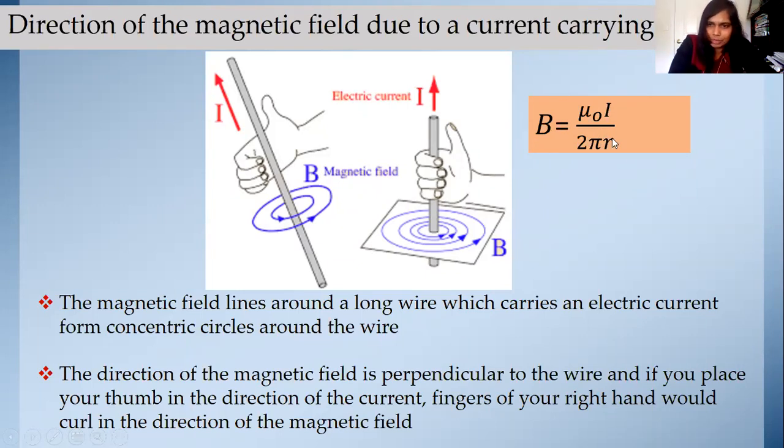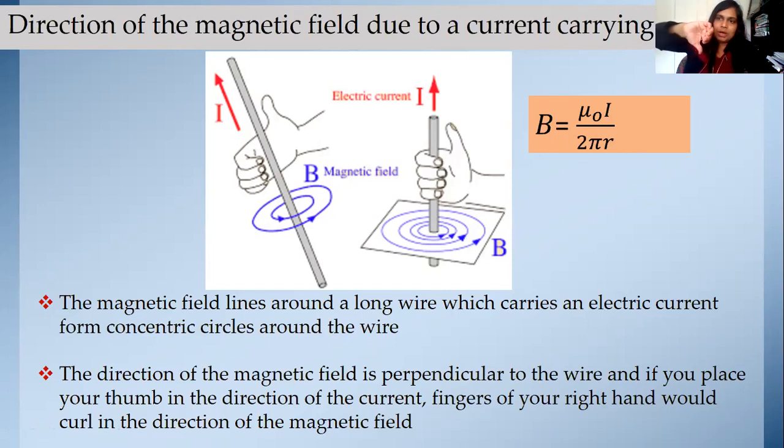Yeah, for now, just forget about this equation, but it is coming up. I want you to learn about the direction in this activity. So the current is in the upward direction. You use your right hand, thumb along the direction of current, then the four fingers curve in the direction of the magnetic field. Now, if the current is going in the downward direction, what happens?